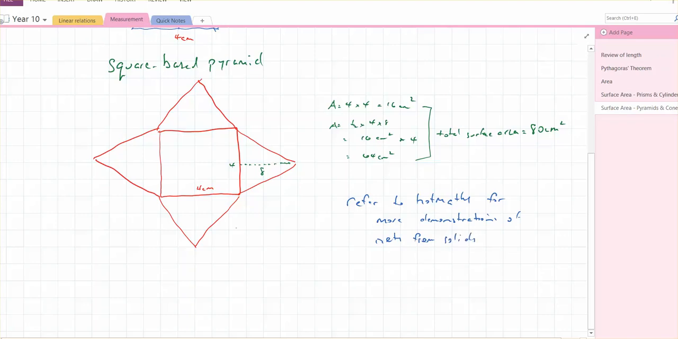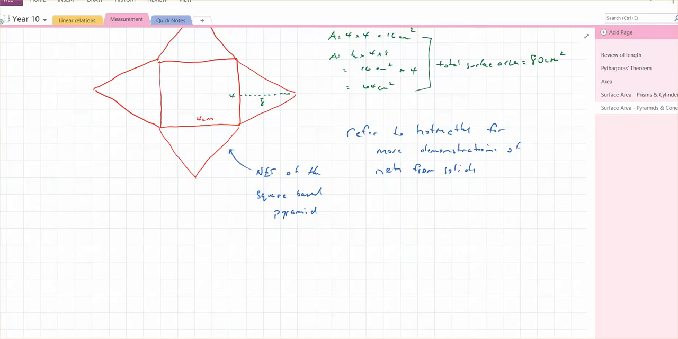Now, this is a net here. Let's just make a note of that. That is a net of the square based pyramid.